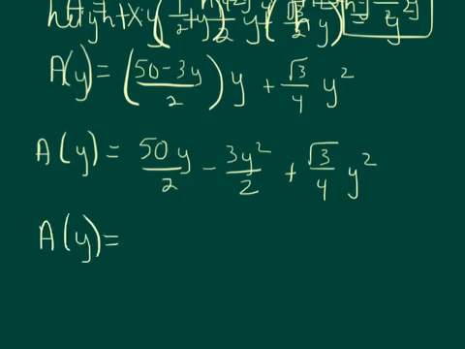50 over 2 is 25, clearly. Now, the next part, what I would do at this point is come up with a decimal representation. Might be a little bit useful here, because if you have radical 3 and you're going to be adding it to the other part, it might be tough. So you've got this negative 3/2 y squared. That's really negative 1.5 y squared.